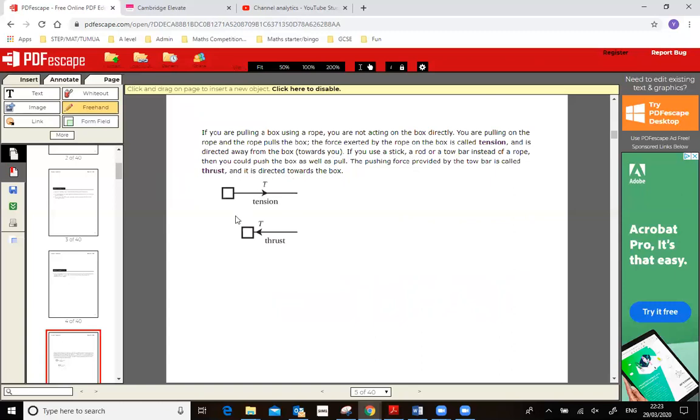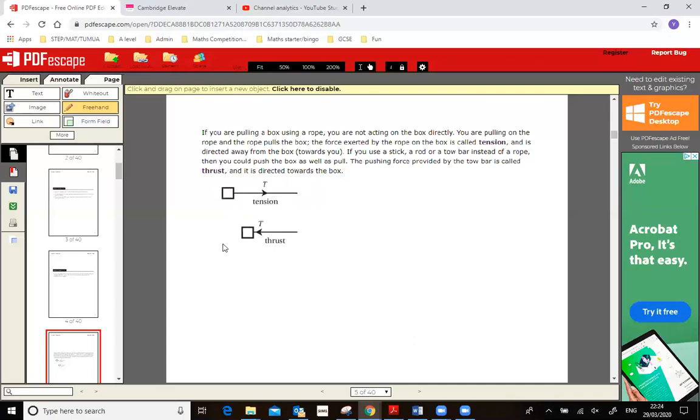However, if you use a stick or rod or a tow bar instead of a rope, then you could push the box as well as pull. The pushing force provided by the tow bar is called thrust, and it is directed towards the box. So here are the two diagrams to demonstrate the direction. Tension means you're pulling the box towards you, so the direction will be towards you. But if we have a rod or tow bar, then you're pushing the box, and that means the force, which is the thrust, will go towards the box.